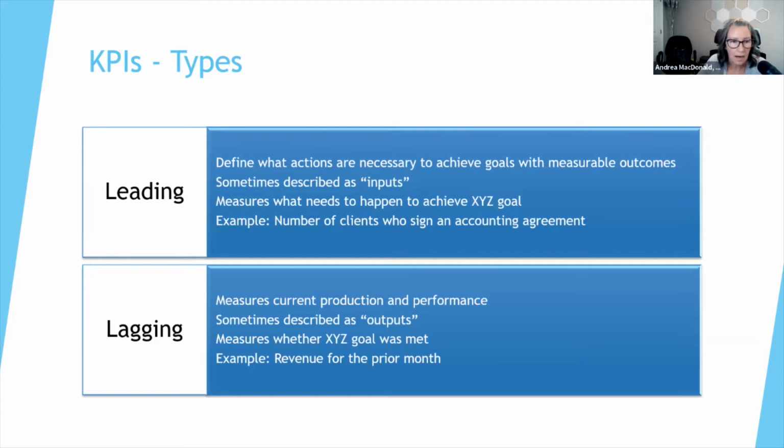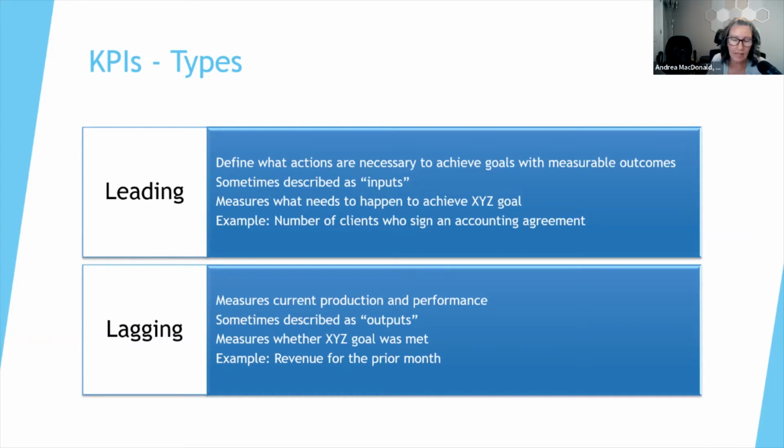There are a couple of different types. There are leading indicators and lagging indicators. Anyone want to take a guess what the difference is? Leading's proactive and lagging is after the fact. Right. So leading would be like tax planning. Lagging would be like tax preparation, if we're going to boil this down to a tax firm example.